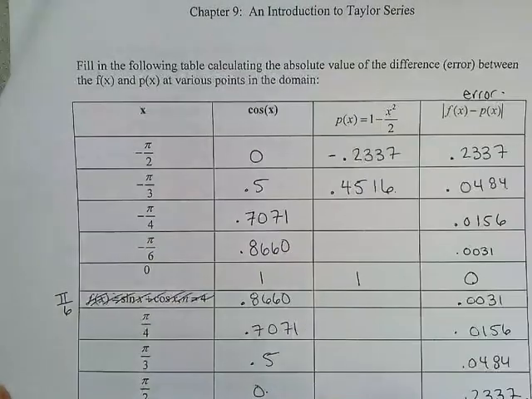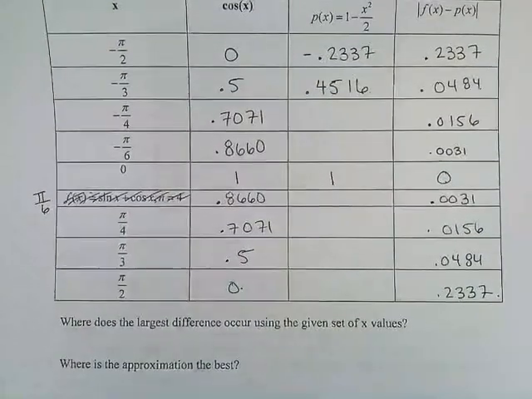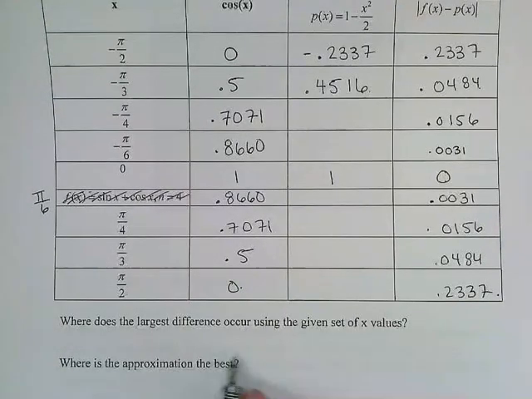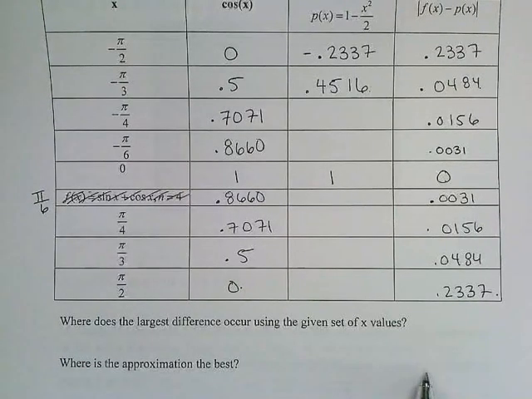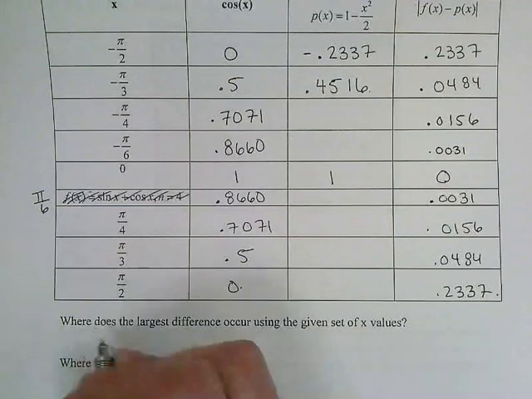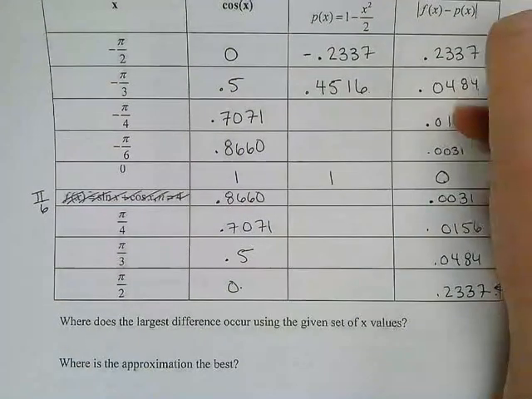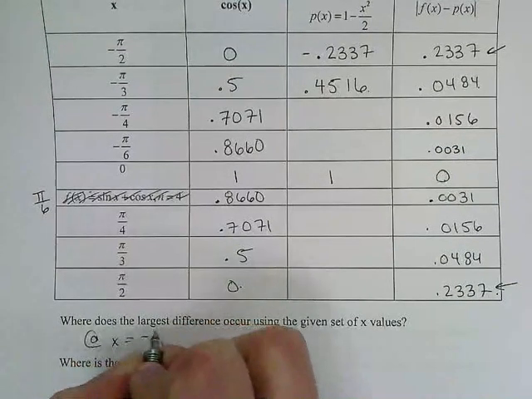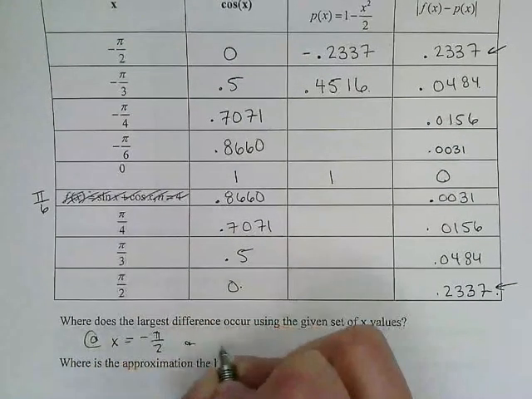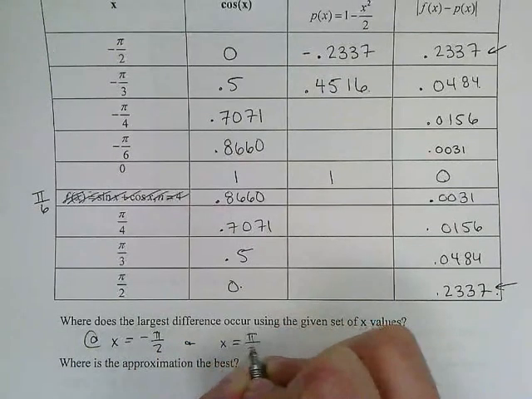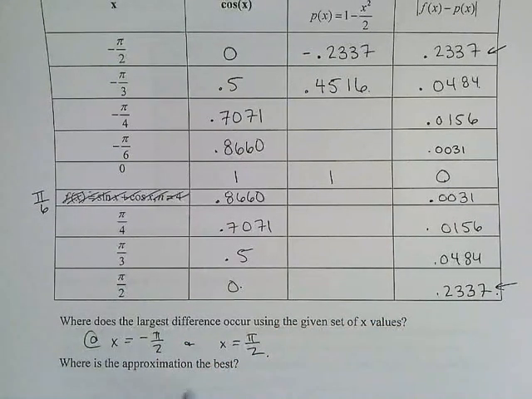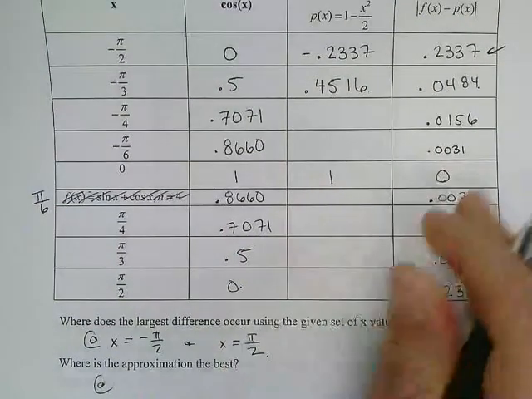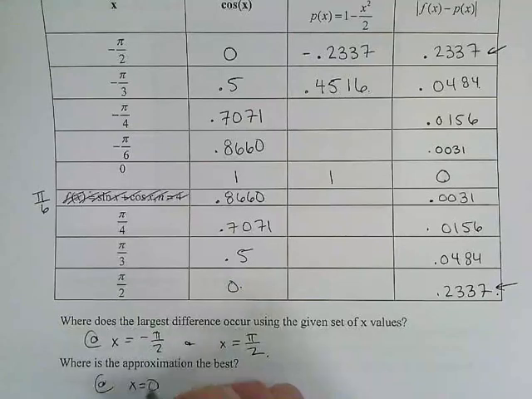Okay, I'll let you guys fill this in to figure out the numbers. I mean, now you can do it just mathematically. But where does the largest difference occur using the given set of x values? And you can see that the largest difference is going to be at negative pi over 2 and at x equals pi over 2. Where is the approximation the best? Obviously, at x equals 0.